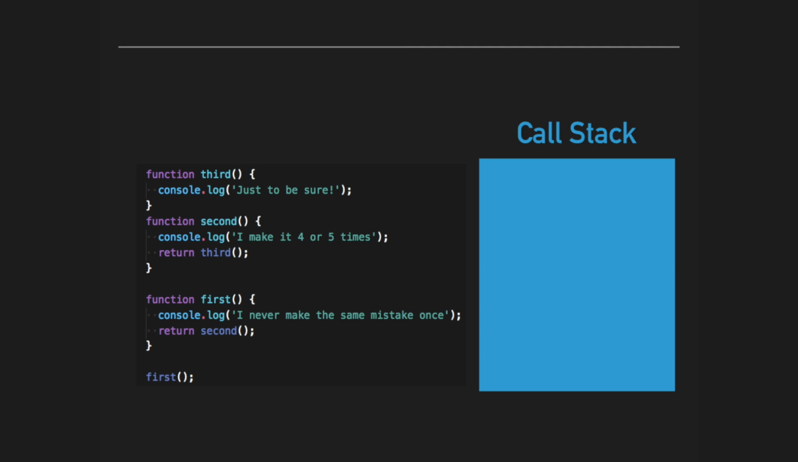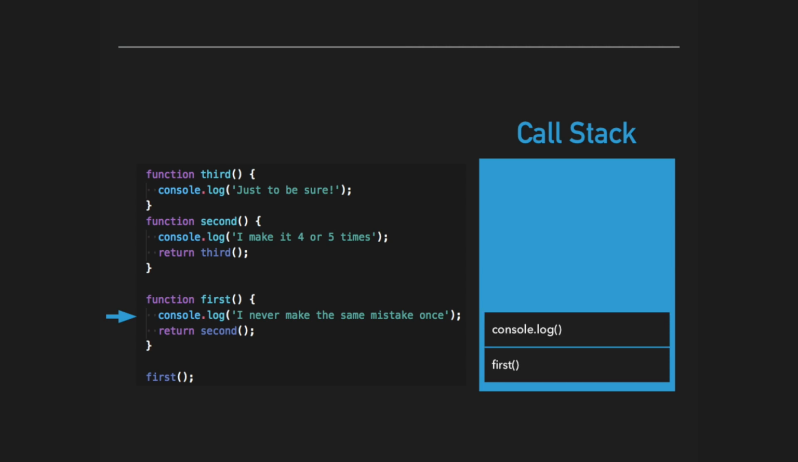Notice that there are three functions. We have a function third, second, and first. And then finally, at the end of the file, there's a call to function first. So once first is called, we're going to go ahead and push this call onto our call stack. So first is pushed onto our stack. And then we go ahead and move inside the function body of first, where we have a console log statement. Console log will get pushed onto the stack and then evaluated. So we should be logging, I've never made the same mistake once. And once this is done, this gets popped off of the stack.